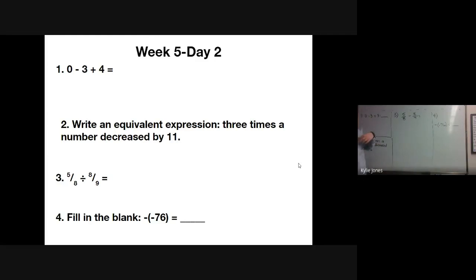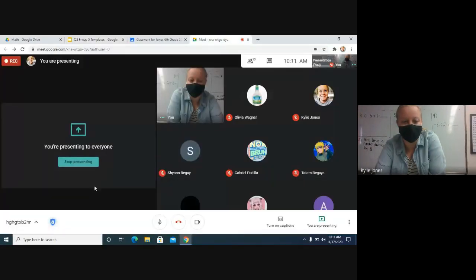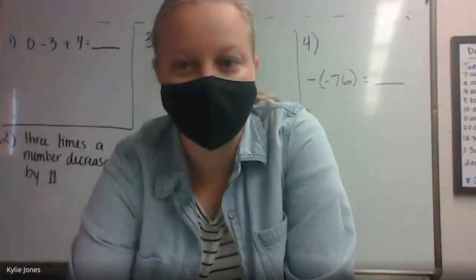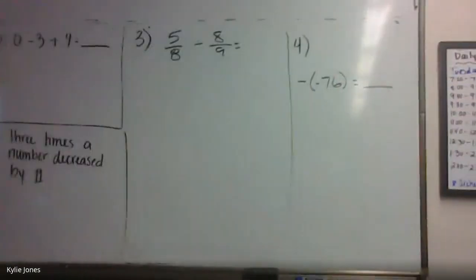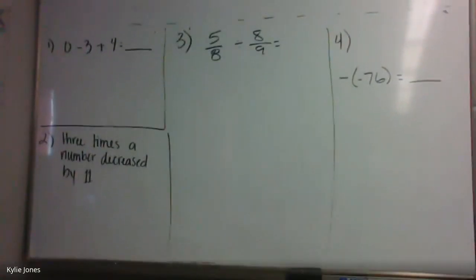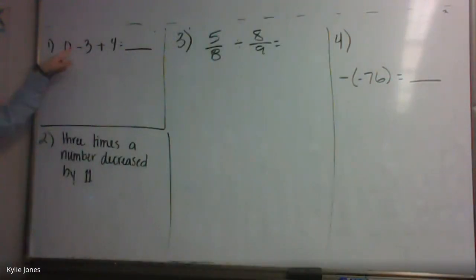All right. Let's go ahead and review these really quick. This is kind of a quick one today. Make sure we can see this all right. Looks good. All right. So, number one here, we have the problem 0 minus 3 plus 4.